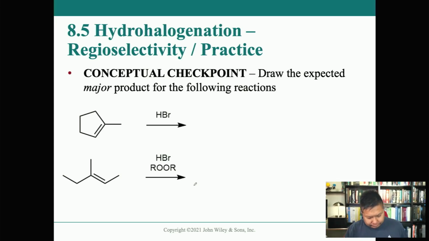So we have here our conceptual checkpoint. Let's just do this together real quick. We've got our alkene here, and there's no peroxide there, so it's going to make the Markovnikov product, not the anti-Markovnikov, but the Markovnikov product. And the Markovnikov product here is going to be not that, because that's got 2 more carbons than it's supposed to. Erase. Try that again. I'm having trouble drawing my cyclopentanes. There we go.